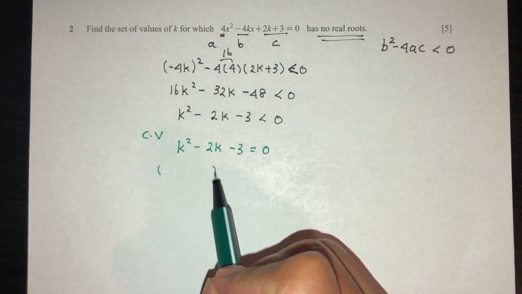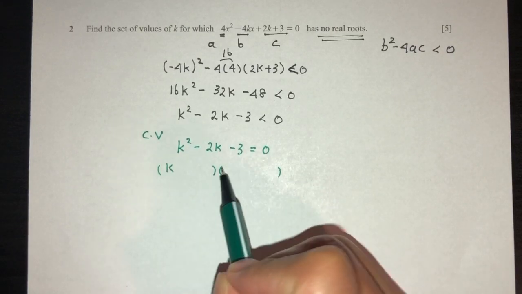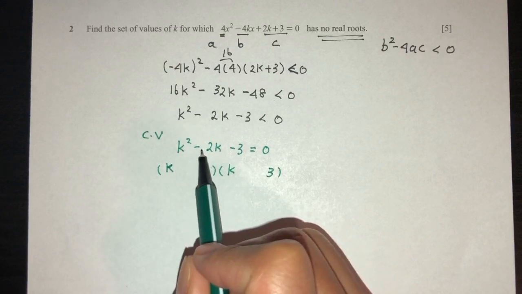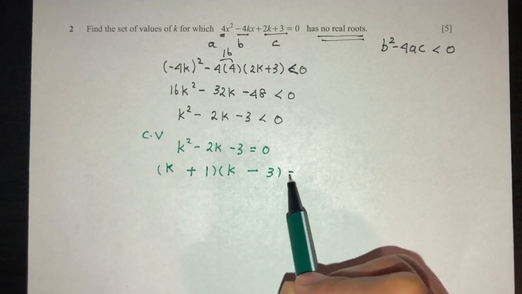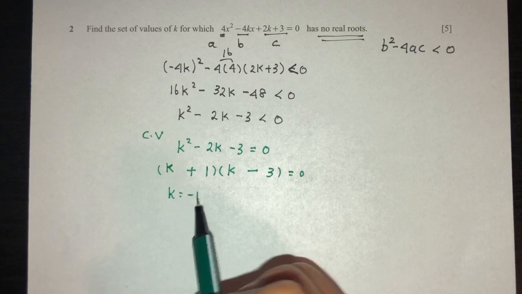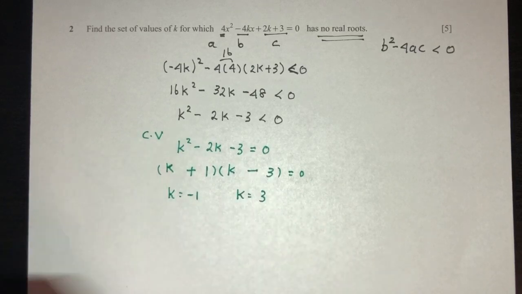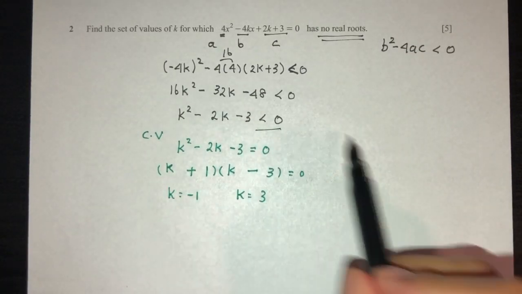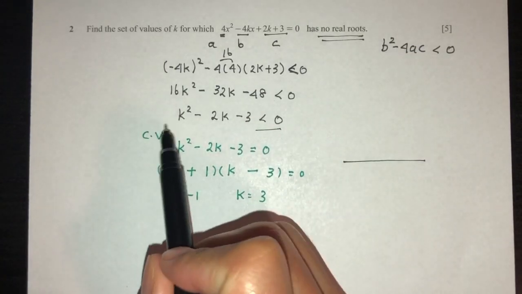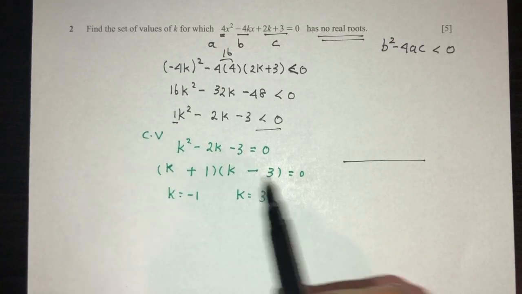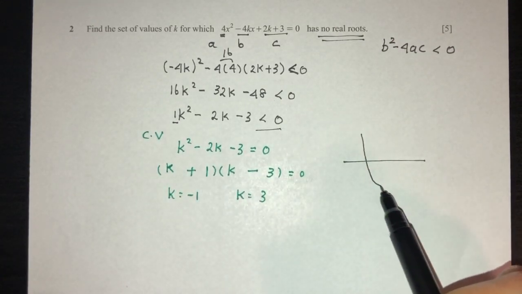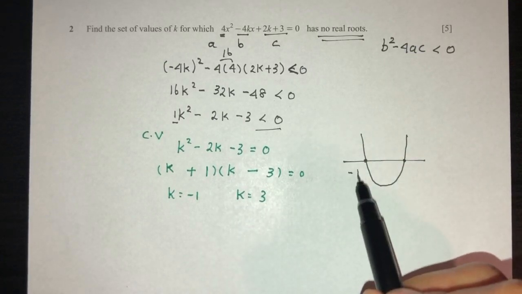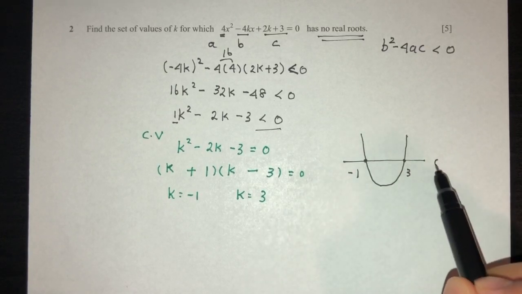So we factorize. So we have k times k, and 3 is 3 times 1, right? To get minus 2, it has to be minus 3 plus 1. So k is equal to minus 1, k is equal to 3. Now using those two values, we can find the set of values where this is true. So by observation, this is 1, which is a positive number. So the curve will look like this, a minimum curve. Now these 2 points, this will be minus 1, this will be 3, and this is your line 0.